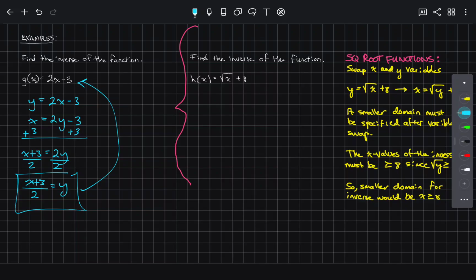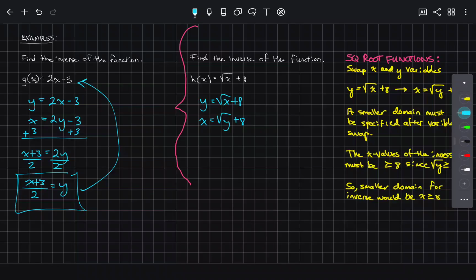Let's take a look at this square root of x plus 8. I'm going to go through the same process, and you're going to see that anytime we want to find the inverse of something, this is the same exact process we're going to go through every single time, regardless of what type of function it is. So y equals the square root of x plus 8. Then I'm going to switch my x and y.